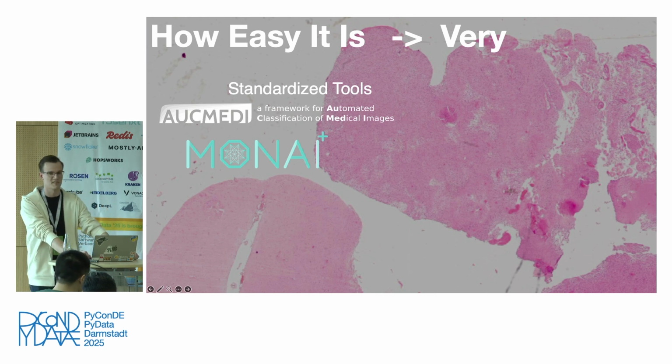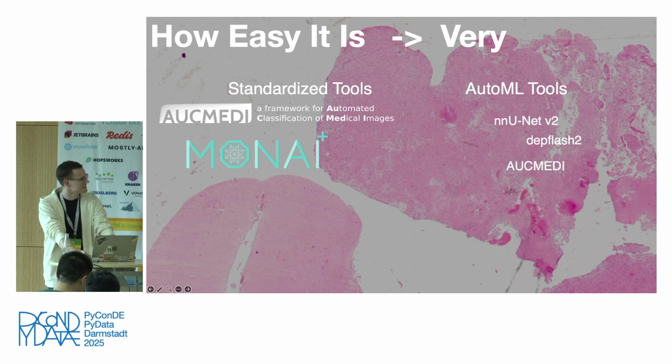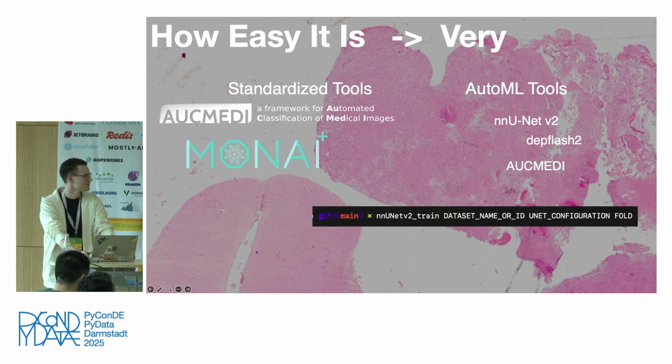Monet is basically the same for segmentation. So if you are more in the segmentation area, because it's way cooler than classification, Monet is your go-to. And if you're even more lazy and you don't want to do the work yourself, may I introduce auto machine learning to you? And the very, very sad thing in medical machine learning is human computer scientists are way worse than auto machine learning. With NNUnet or DFlash2, we basically only have to prepare the data set. We give it to the machine learning with a simple command line call.